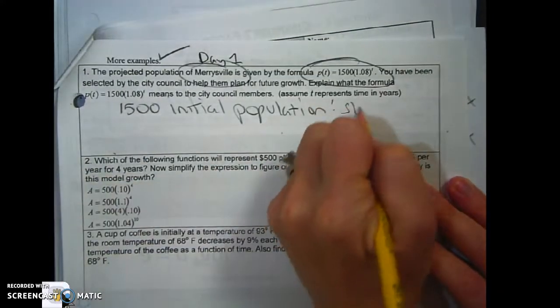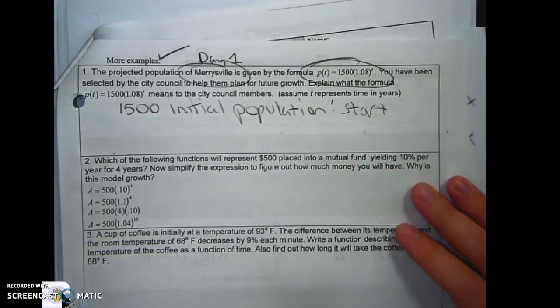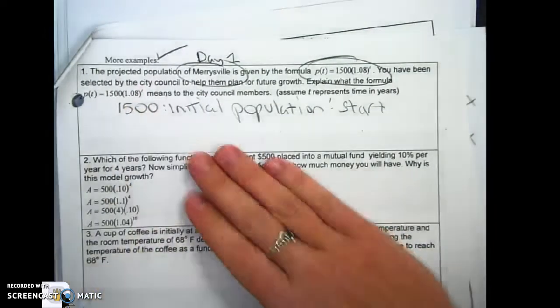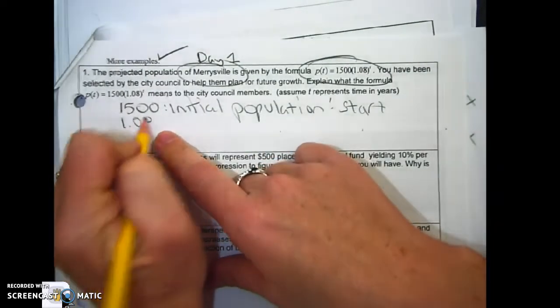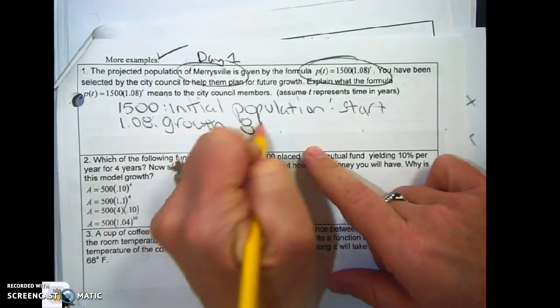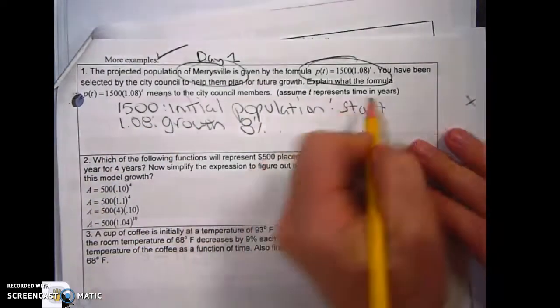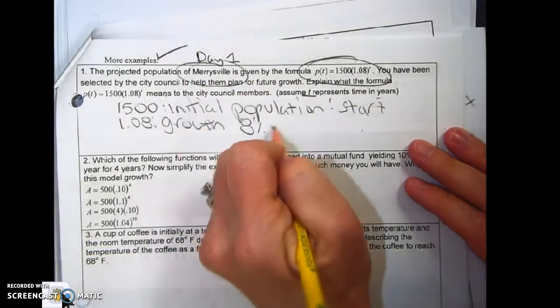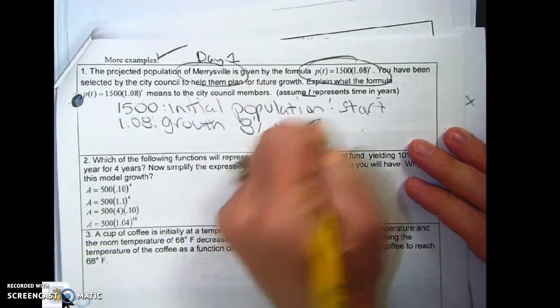Another thing to say is it's the start. 1.08 means that there's growth, and there's 8% growth each year. Oh, because it says T is represented in year. 8% growth each year. Okay.